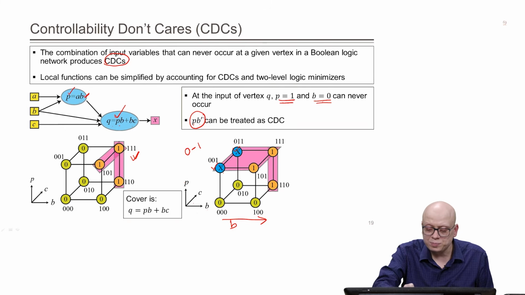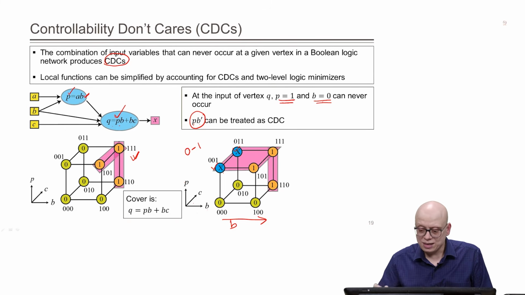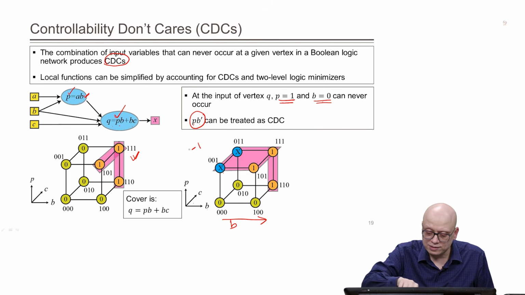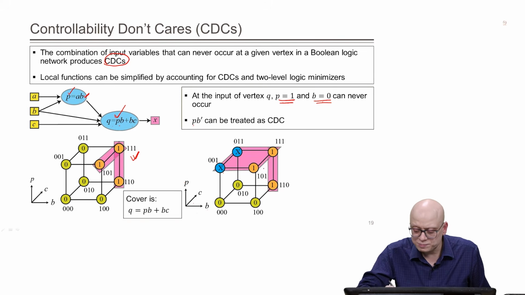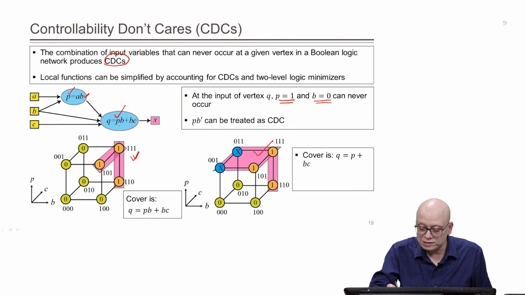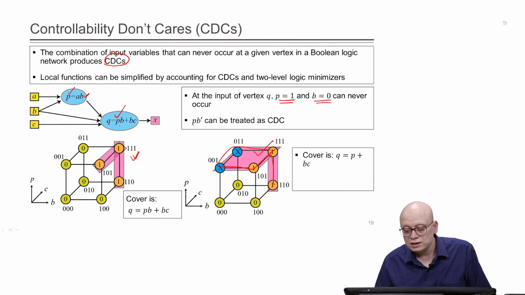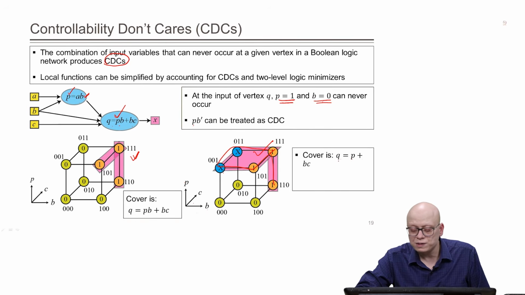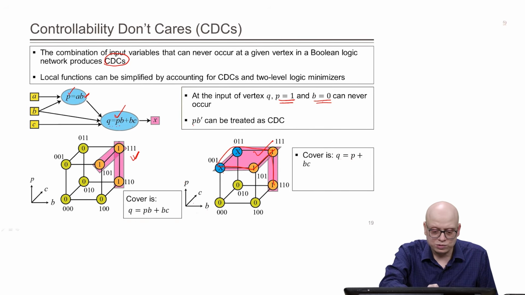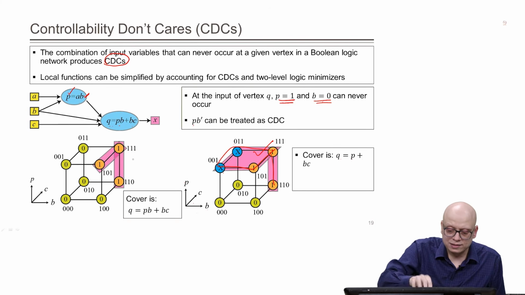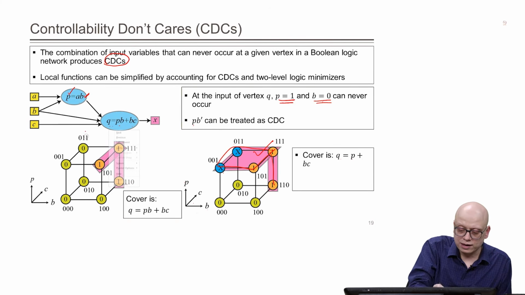So, we have represented pb' in this hypercube as x. Now, given this representation of the function, which is now an incompletely specified function because it has a don't care also, we can optimize it and find the cover as shown here. These two are the two implicants in the cover, and q can be written as q is equal to p plus bc. Rather than writing q is equal to pb plus bc, we can write q is equal to p plus bc.